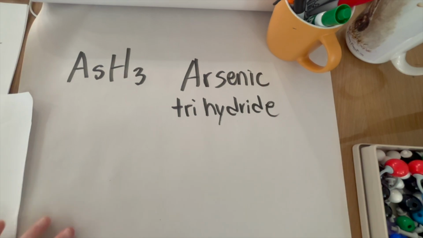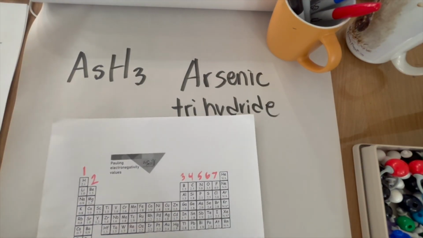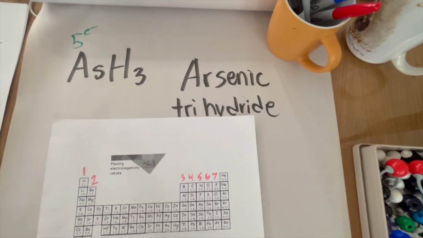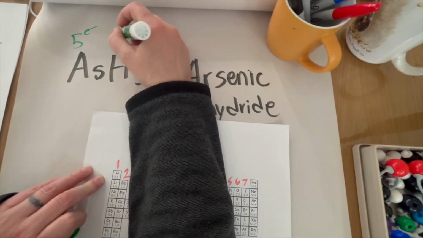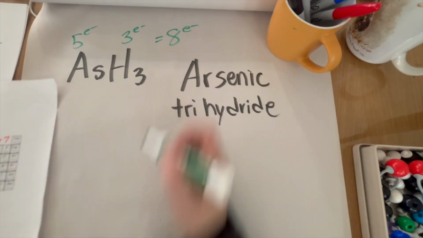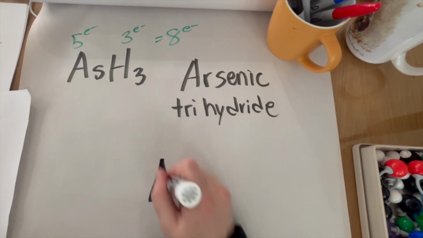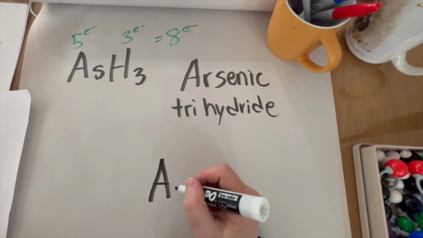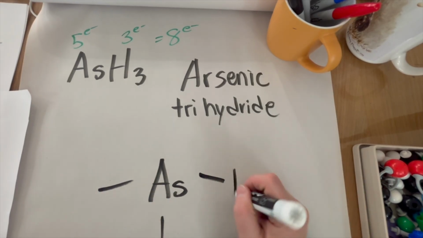Let's see how many electrons first each of these brings to the table so that we will be able to draw our Lewis dot structure. Arsenic is in group 5, so it's bringing 5 electrons. Hydrogen is in group 1, so each of those is going to bring 1 electron. So our total is going to be 8 electrons. Hydrogen can't be our central atom, so we're going to make arsenic our central atom.